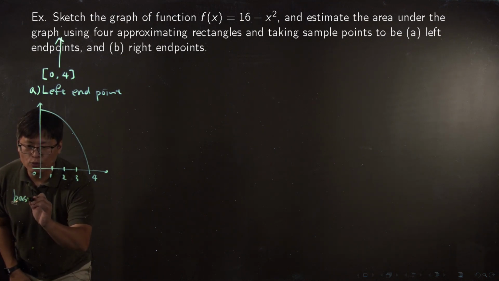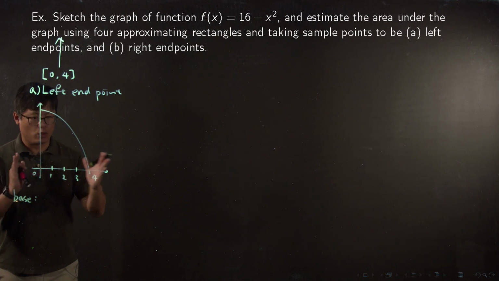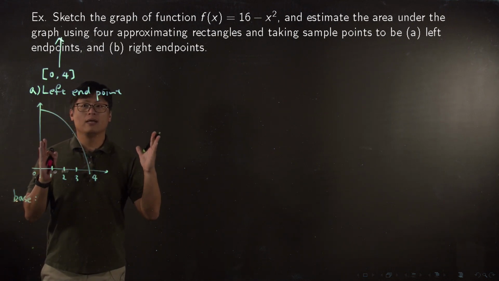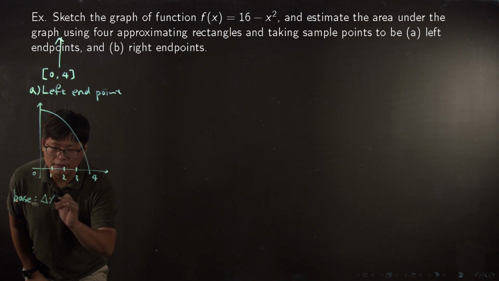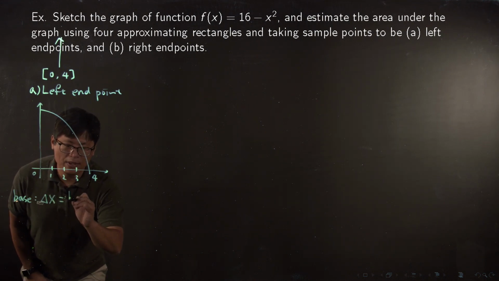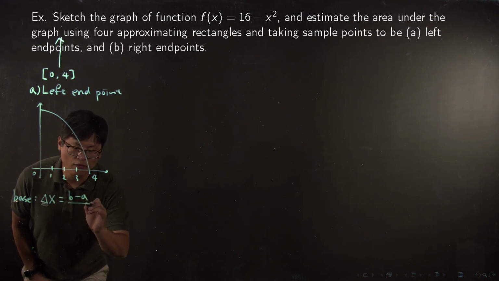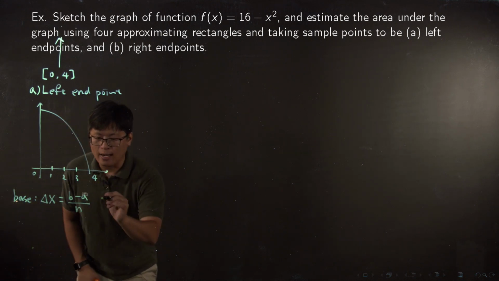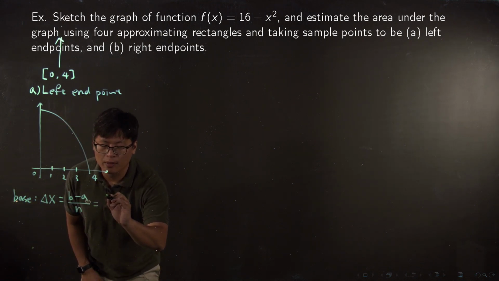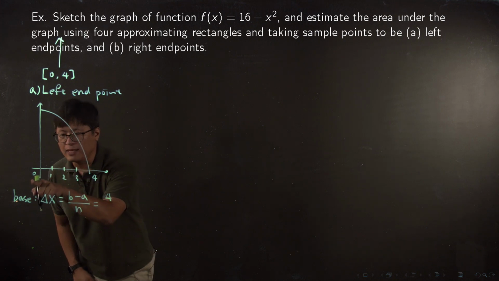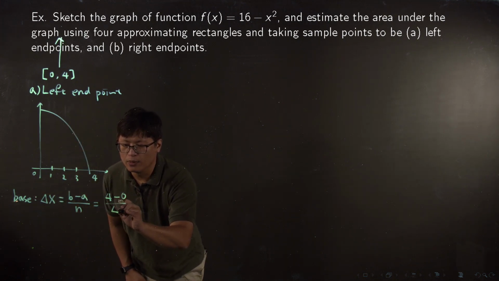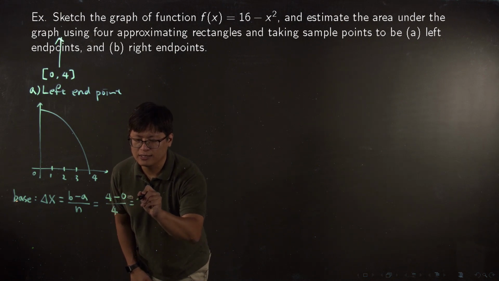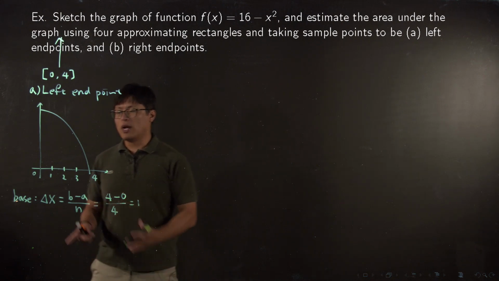So whenever you want to use equal rectangles, then it will be calculated like this, delta x equal to b minus a over n. B is the right hand point, which is the upper limit, and a is the left hand point, which is the lower limit, okay? And divide by the number of rectangles. So for this case, that is equal to 1. Okay? So what about height?